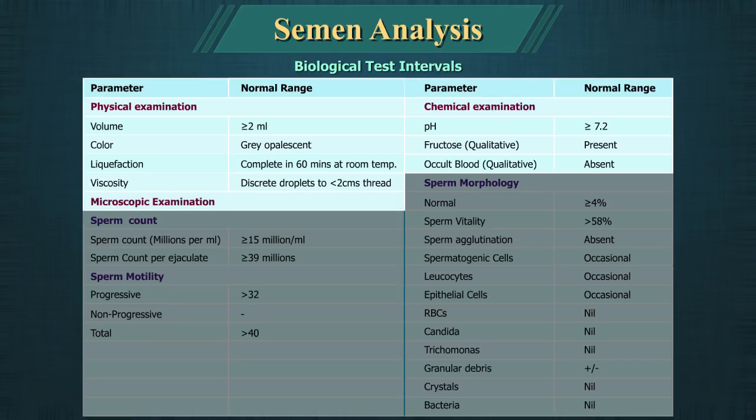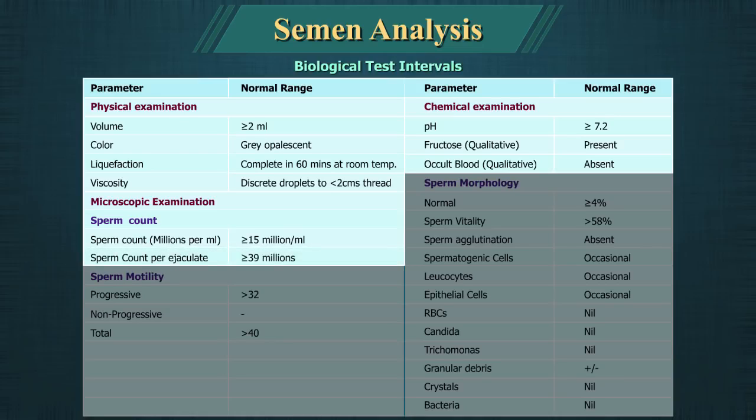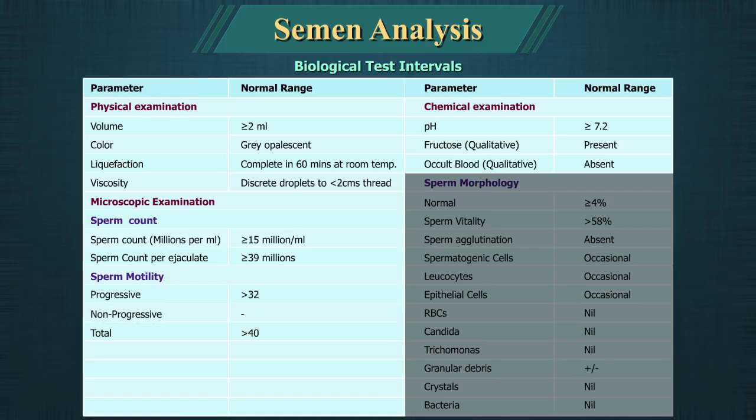Microscopic examination. The sperm count in millions per ml is more than 15 million per ml and sperm count per ejaculate is more than 39 million. Sperm motility. Progressive motility should be more than 32%. Total motility should be more than 40%. The sperm morphology. Normal sperms are more than 4%. Sperm vitality more than 58%.